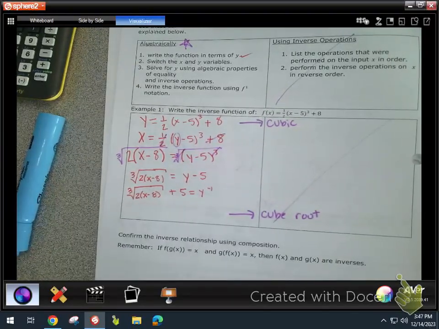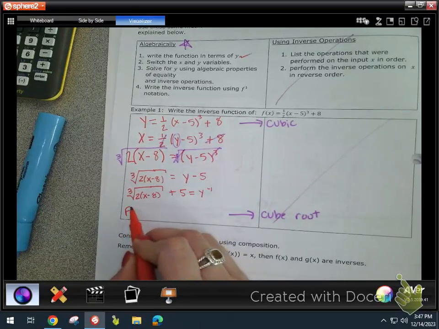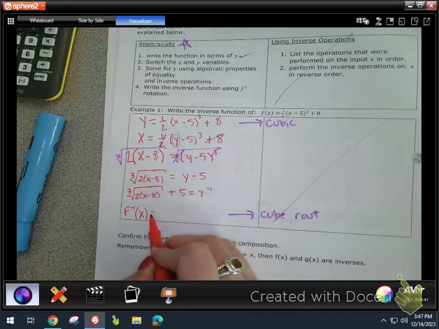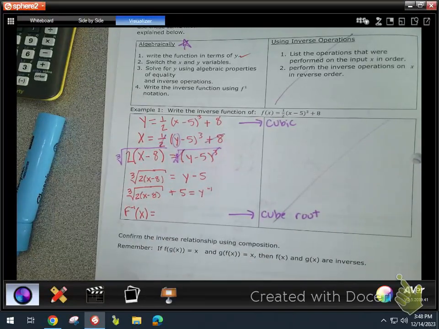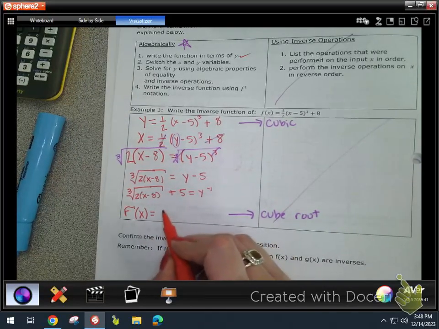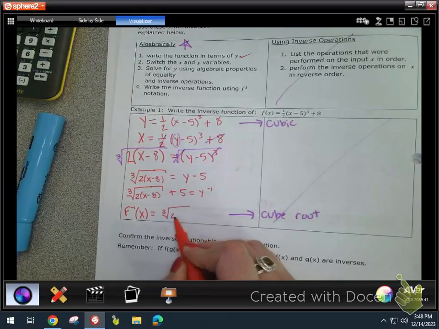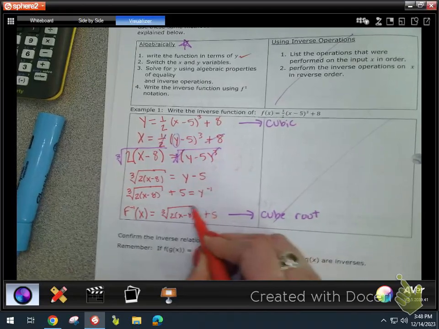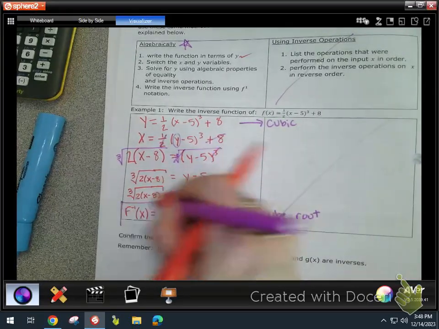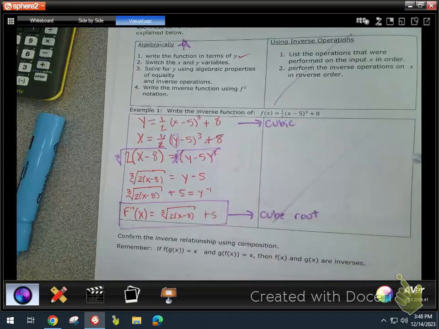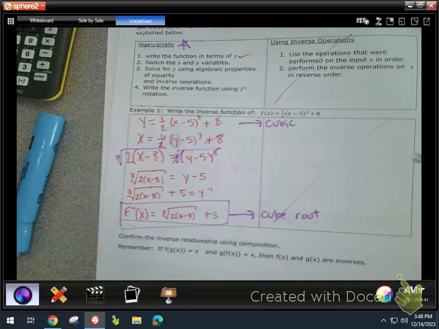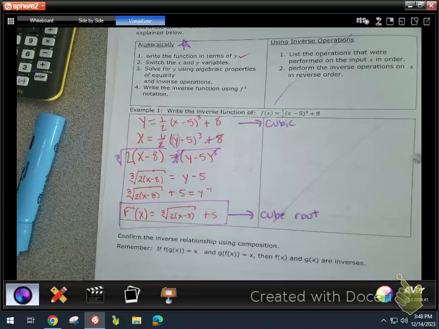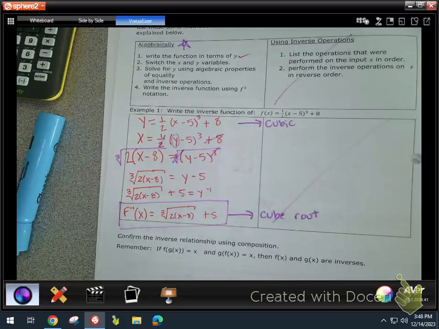And now that y is alone, I'd put the inverse. And I'm even going to take it all the way to putting f inverse x because that's a little bit more formal. And I know that this is going to be a function. And so I can write it like this, plus 5. And again, does it check out that I have a cube root inverse equation? Yes. Okay. There's another problem just like this on the next page I'm going to have y'all do real quick.